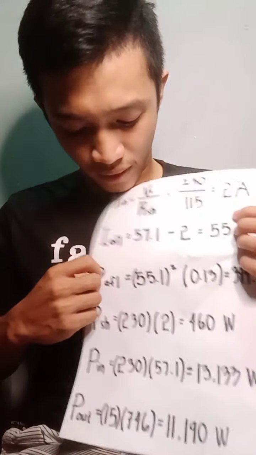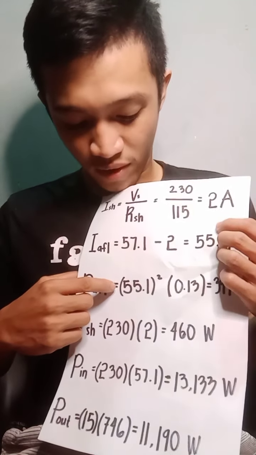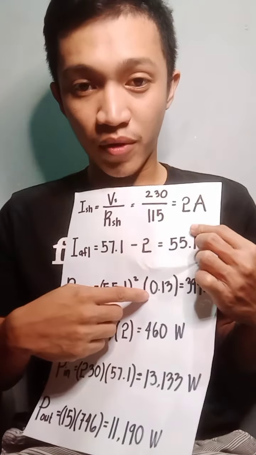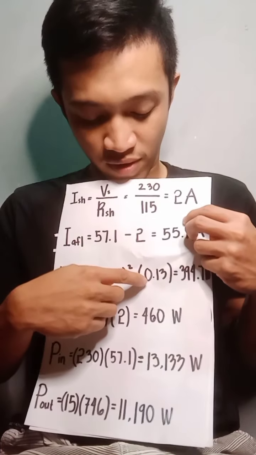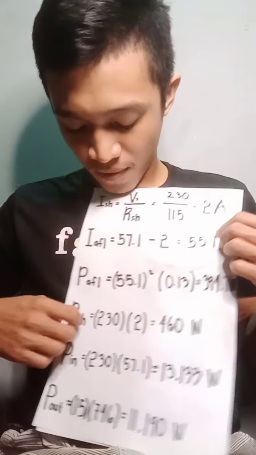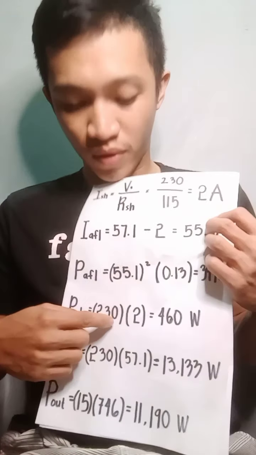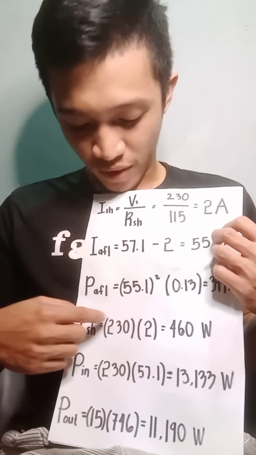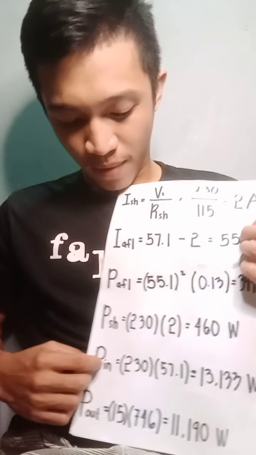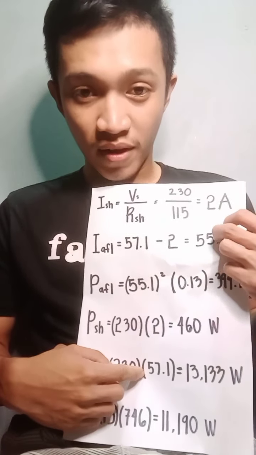We use that current in finding the power of the armature at full load, that's equals to I squared times R, and our I is 55.1 and our R is 0.13, which is the resistance of the armature. We should have a power of 394.7 watts. Now we find the PSH, and that's equals to the voltage of the motor times 2, because power is V times I. This is V, this is our I. We have 460 watts. Now our power input is the voltage of the motor times the current of the motor.